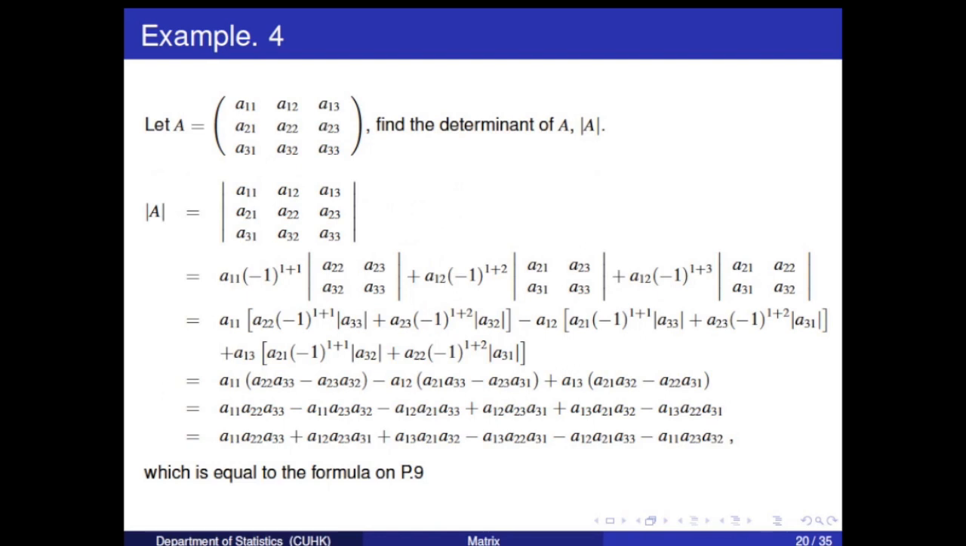Example 4. Let A be a 3 times 3 matrix. Use the formula on page 15 to find the determinant. The result is equal to the formula on page 9. You can try to do it once.